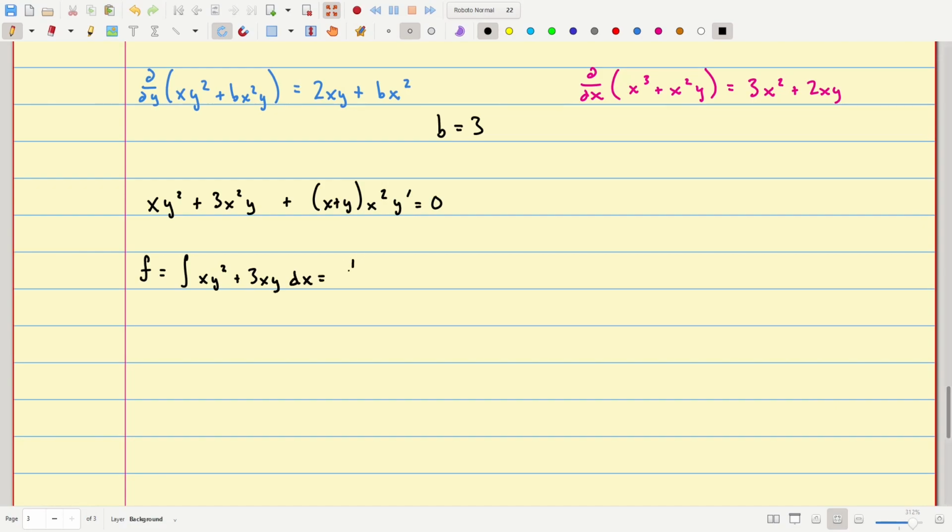And so we're going to get 1/2 x squared y squared plus, forgot a square here when I copied this down, this is going to be x cubed y, and then plus some function that depends only upon the other variable y here. Okay? If I take this and take its partial derivative with respect to y, then it will have to be equal to this function here.